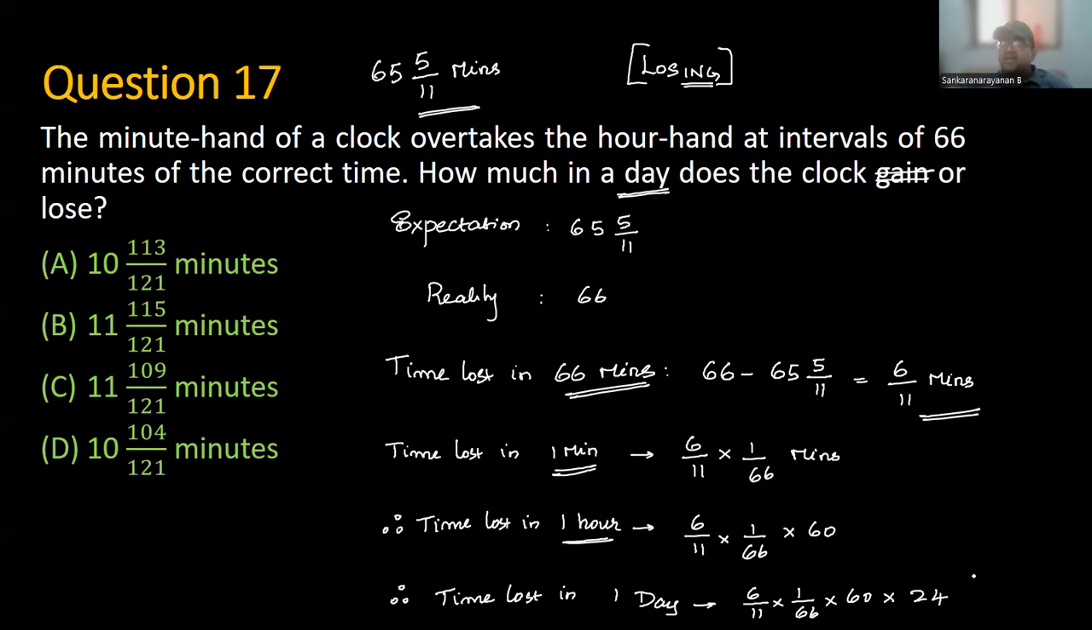When I am calculating it, I can see that my final answer will be coming as 11 109 divided by 121. This is what I will be getting when I am simplifying 6 by 11 into 1 by 66 into 60 into 24. And I can see that option C exactly reads what I got here, 11 109 divided by 121. So for this question, option C is going to be my final answer. So make a note of these steps. Okay, let us now consider the next question here.